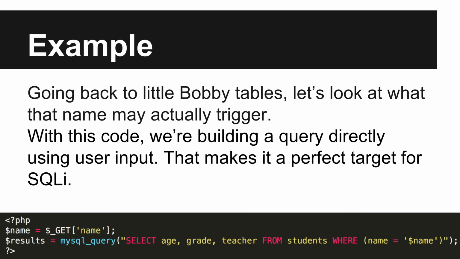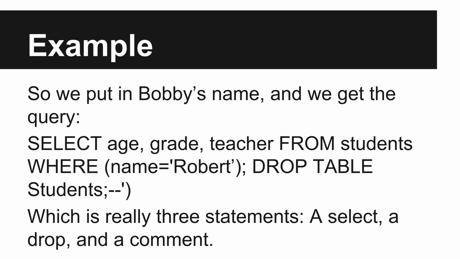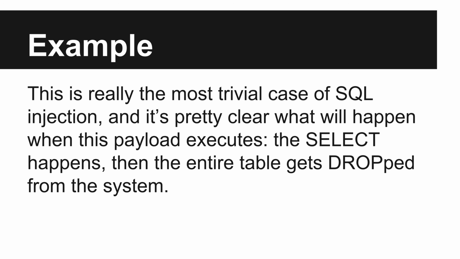Going back to Little Bobby Tables, let's look at some code that his name may actually trigger. With this code, we're building a query directly using user input. That makes it the perfect target for SQLi. So we put in Bobby's name, and we get the query on screen, composed of 3 distinct parts: a select, a drop, and a comment. This is really the most trivial case of SQLi, and the payload is pretty clear. The select happens, then the table gets dropped from the system.